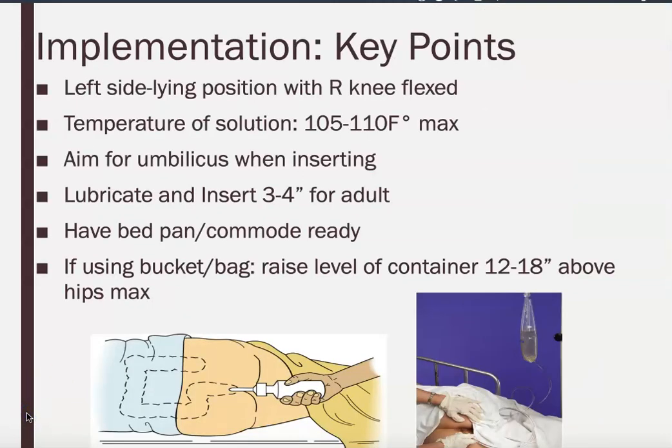Key points when giving the enemas are to ensure your patient is lying in the Sims position. Ensure that the fluid temperature is lukewarm. When you insert the enema, aim for the umbilicus. Lubricate and insert about 3 to 4 inches for an adult. Make sure you have the bedpan or bedside commode ready to go. And if using a bucket or a bag, raise the level of the container with the fluid 12 to 18 inches above the hips max. For more specifics on enemas and their actions, refer to your chart on page 1026 in your text.